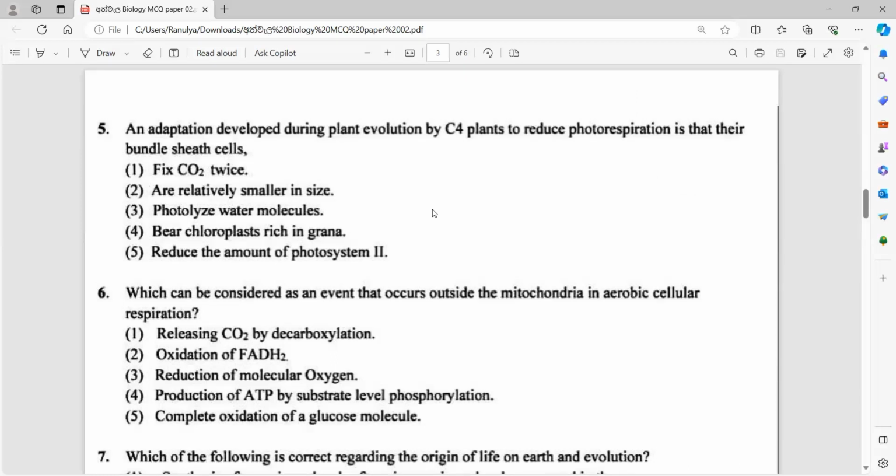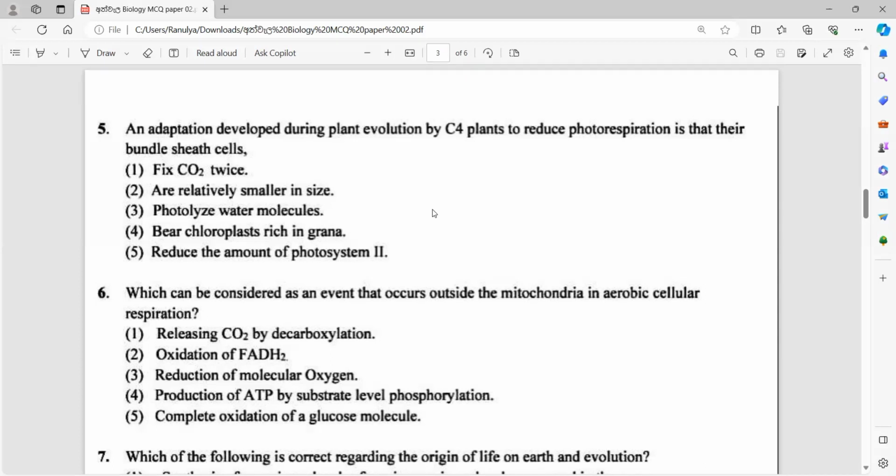Photolyze water molecules? No. Then bundle sheath chloroplasts rich in grana? That is incorrect, right? In the resource book also, they have given it. Now in the bundle sheath cell, what happens? In the bundle sheath cell, the Calvin cycle takes place, right? Bundle sheath chloroplasts possess very few, less differentiated grana, or grana are absent, right?